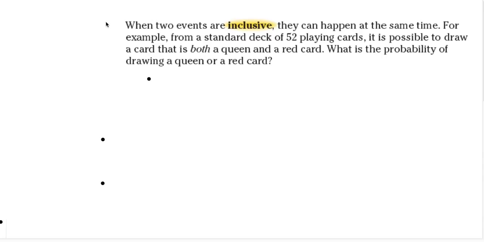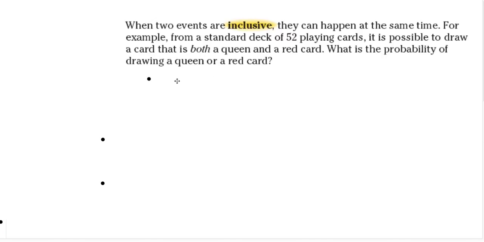Now, when two events are inclusive, they can happen at the same time. Okay, so we talked about exclusive events, events that cannot happen at the same time. But when you talk about inclusive events, these are two events that can happen at the same time. For example, from a standard deck of 52 playing cards, it is possible to draw a card that is both a queen and a red card. They can happen at the same time because it can be a queen and a red card, a diamond card or a hearts card. What is the probability of drawing a queen or a red card?